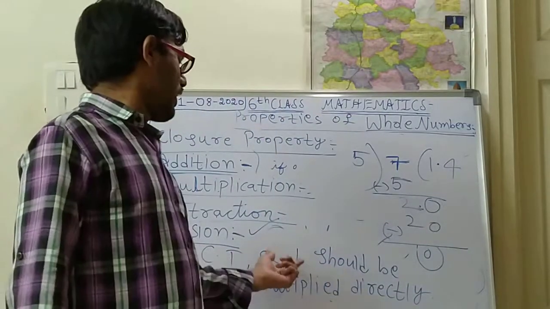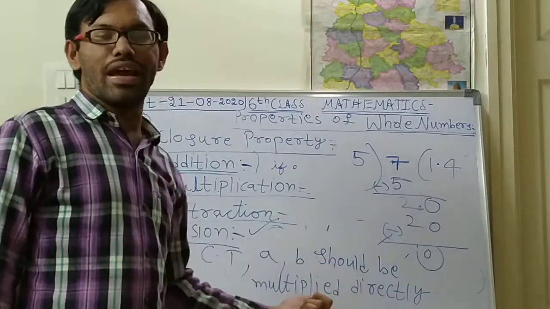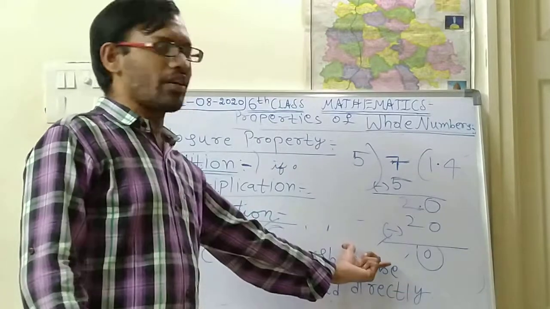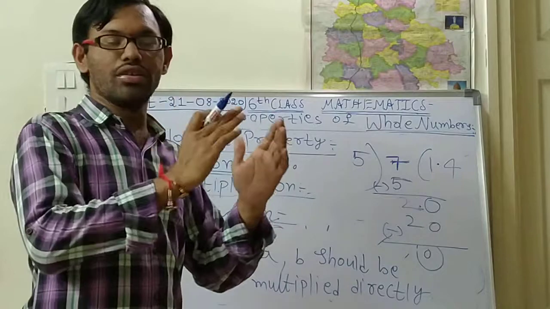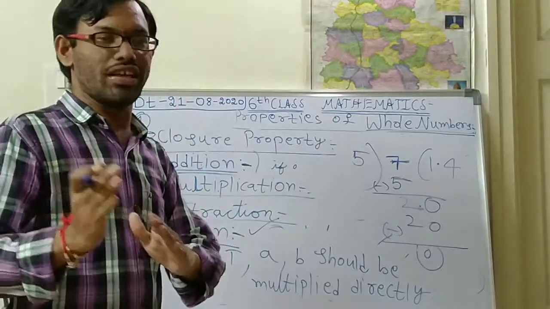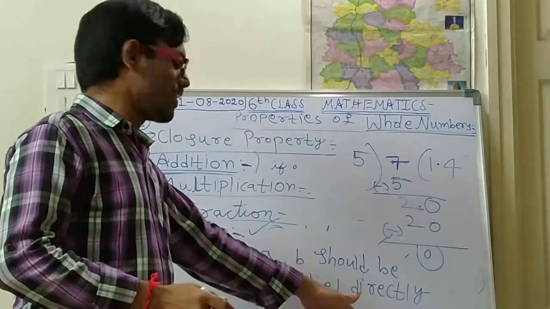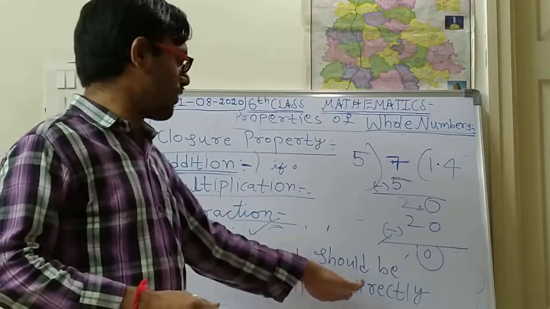That means here A and B should be multiplied directly. That means here 16 divided by 4 we have seen. That means in the 4 table 16 will come, where 4 fours are 16. But in the second case, 7 divided by 5.